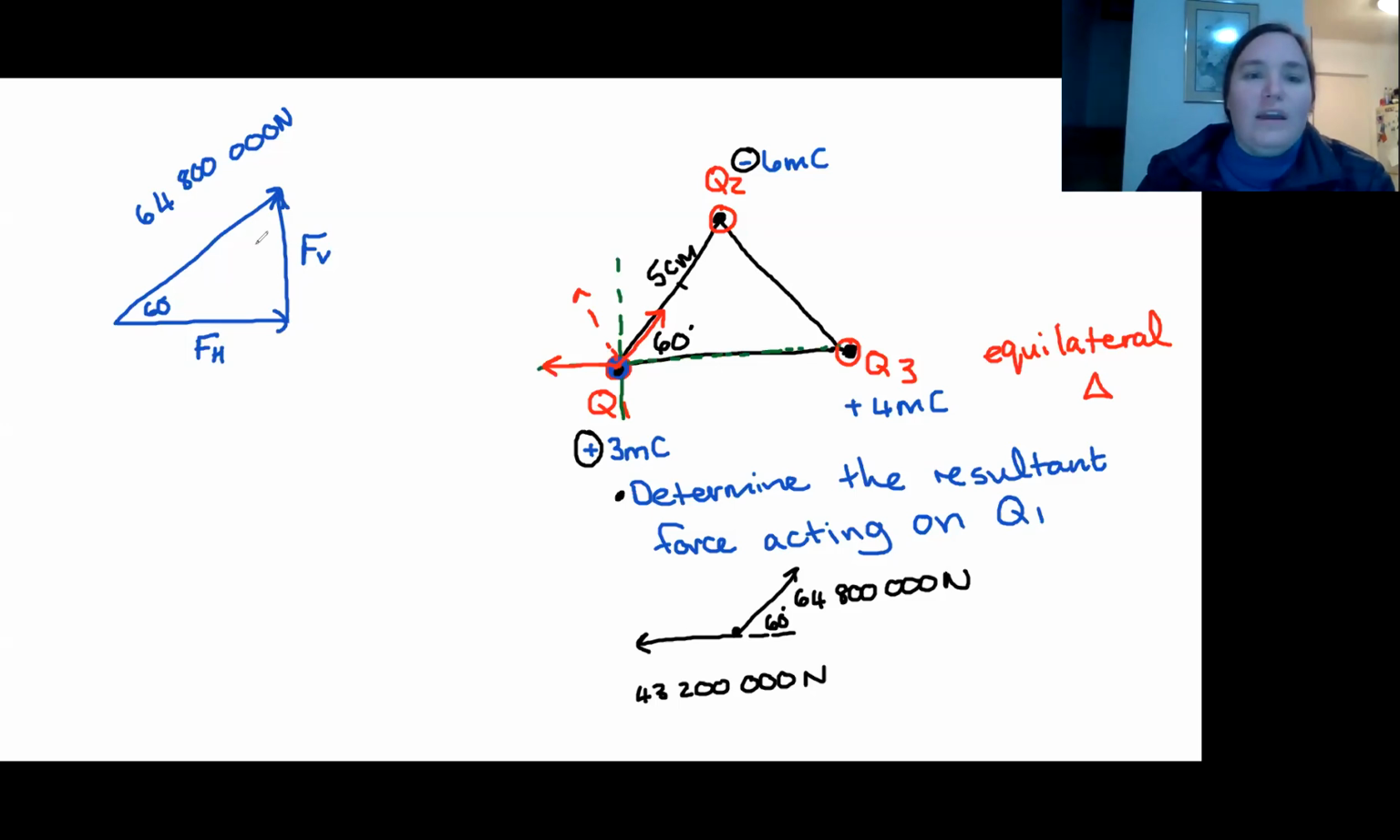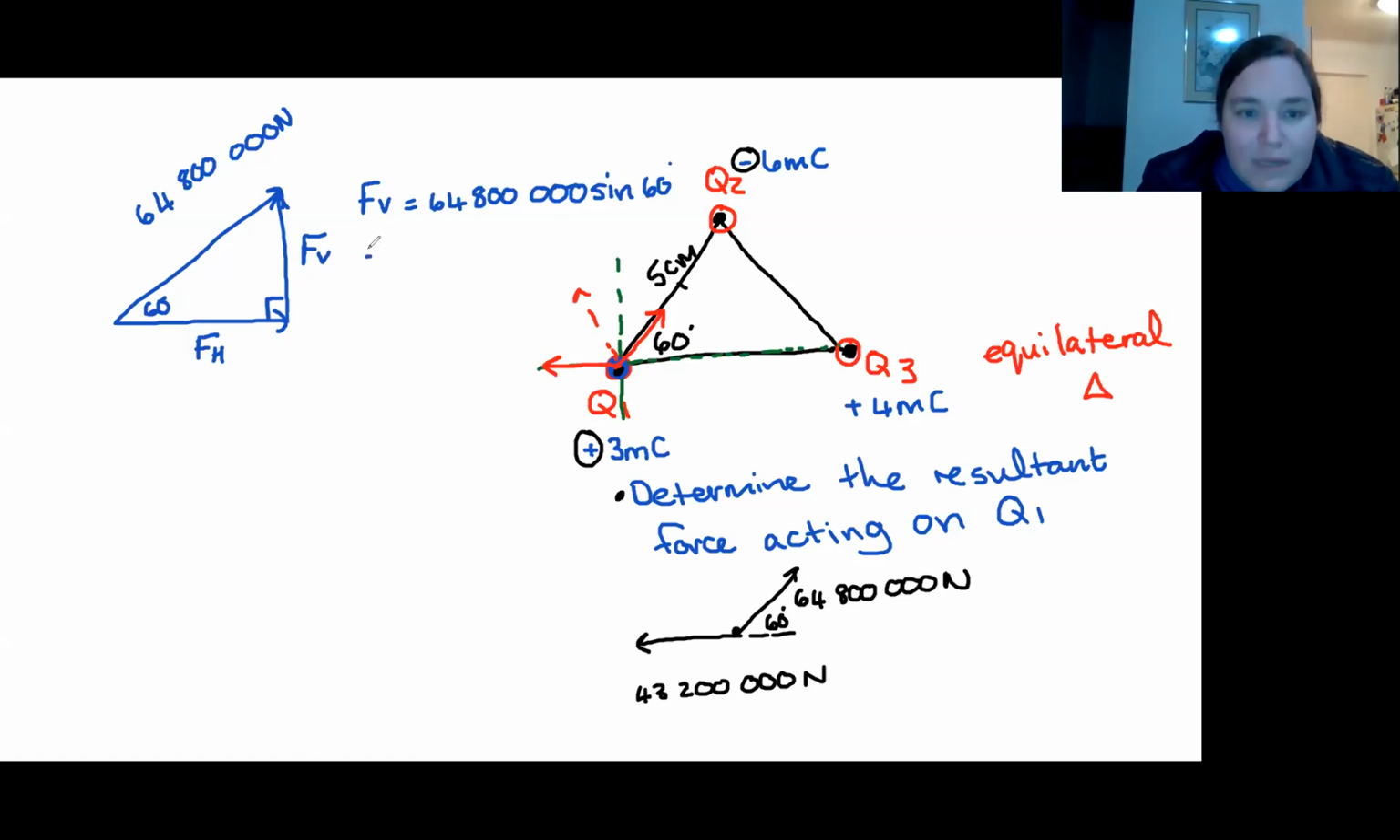So if we carry on from here, let's choose a pen color that isn't white. There we go. I've got opposite over hypotenuse here. So my FV will be 64,800,000 times sine 60, which gives me a messy number of 56,118,446.17 newtons. Then I work out the horizontal, and this is going to be a cos because it's adjacent.